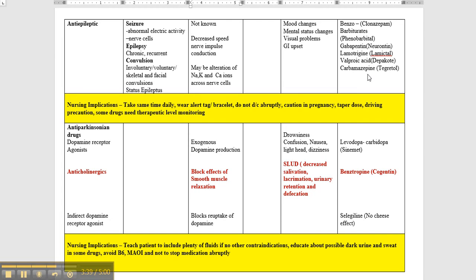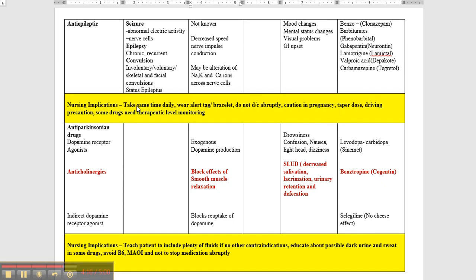Because why? If there are severe changes, obviously there could be mental status changes, visual problems, mood changes, and more notoriously, some of the drugs like valproic acid and Dilantin or phenytoin, which is not here, can cause gingival hyperplasia, meaning gum bleeding as well. So make sure you read these nursing implications, and some of them are teratogenic. Teratogenic means pregnant women should not be taking these medications, and do not abruptly stop these medications.